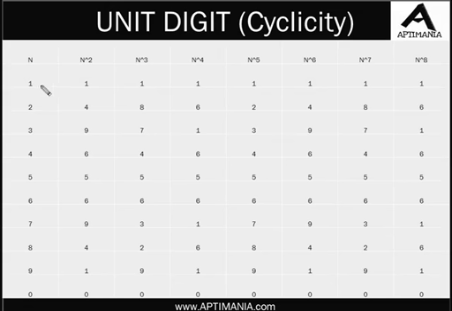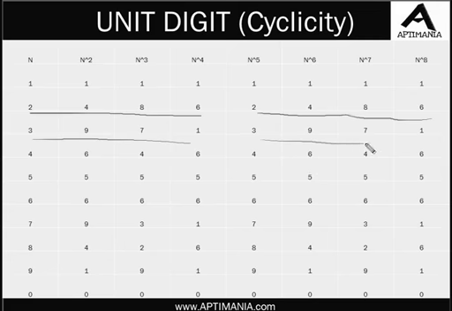If a number ends in 1, any power will end in 1 only. If a number ends in 2, then it will follow a cyclicity of 4, like 2, 4, 8, and 6. Then again 2, 4, 8, and 6. So this will be the cycle of a number which ends in 2. For a number which ends in 3, the cyclicity is of 4 again. It is 3, 9, 7, 1. Again 3, 9, 7, 1 you can see, right?